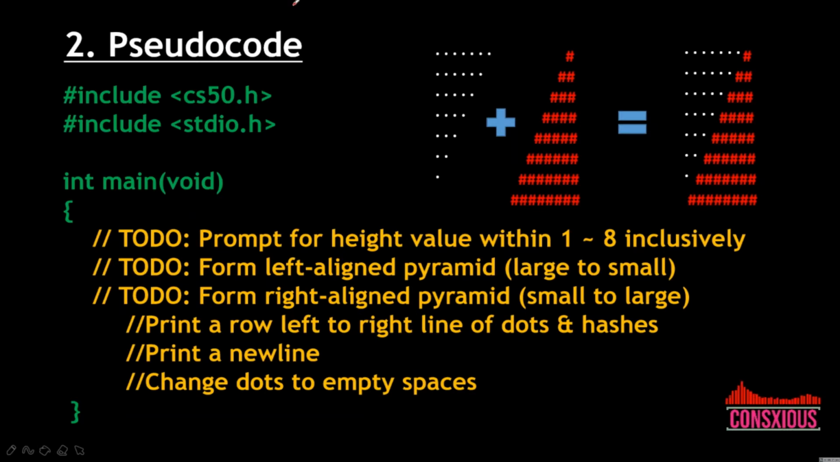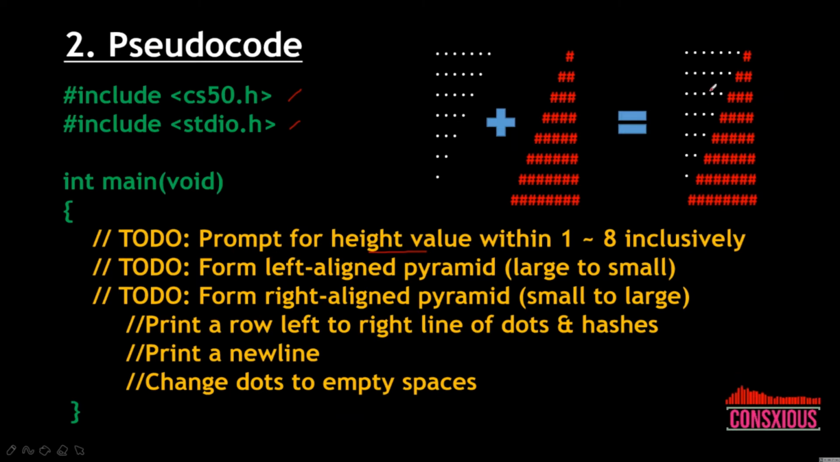In this pseudocode, we're going to include two libraries, the CS50 library and the standard io.h. The to-do list will be: first, provide the height value, asking the user to key in between 1 and 8. For example, we're going to put dots here so you can see clearly and understand more easily.